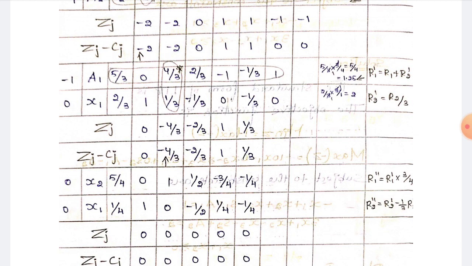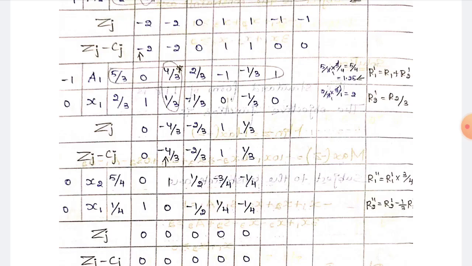Now we have to find out ZJ minus CJ. So 0, minus 4 by 3, minus 2 by 3, 1 by 3 will be as it is because CJ values are 0, so no change in the ZJ minus CJ value. Here you have to choose the most negative, and obviously minus 4 by 3 is your most negative value. So that is your key column.